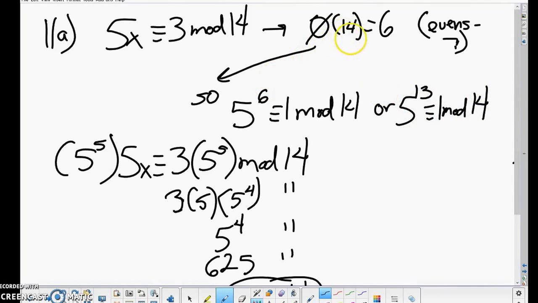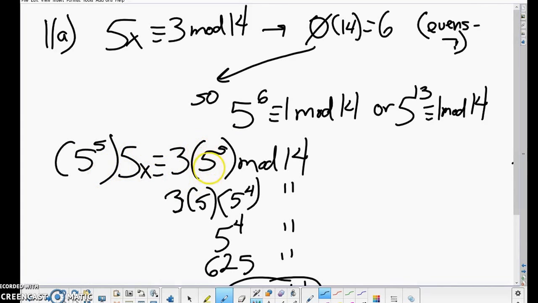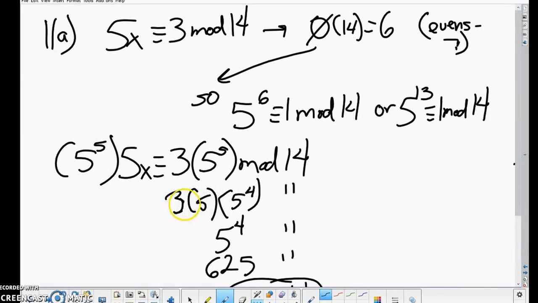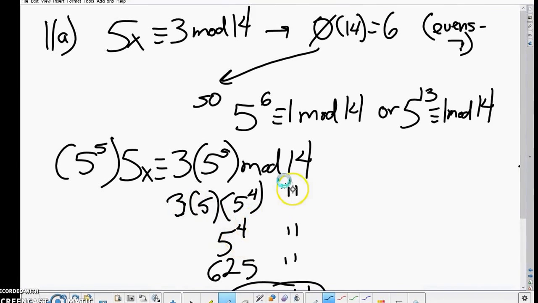However, if I know that the phi of 14 is 6, I can take 5 to the 6th power and know that that's congruent to 1 mod 14. So to get 1 on this side, I'd have to multiply by another 5 to the 5th, making 5 to the 6th combined, which is a 1. By doing that on the other side of the congruence, I'd have 3 times 5 to the 5th mod 14. To break this up, I notice that 3 times 5 is 15, which is a 1, and I can drop out one of the 5s and the 3 right off the bat. Leaves me with 5 to the 4th.